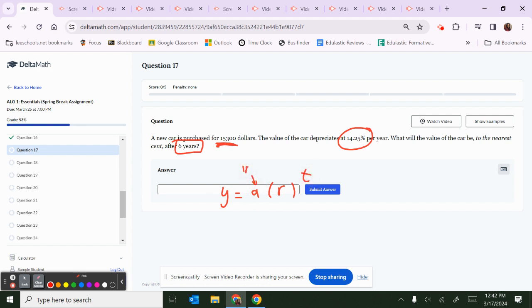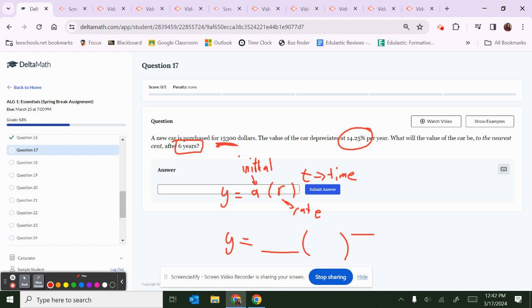Where a is your initial, r is your rate, and t is your time. So what you are going to do, guys, is write y equal some initial value, some rate over some period of time. The easiest thing to identify is your initial and your time.